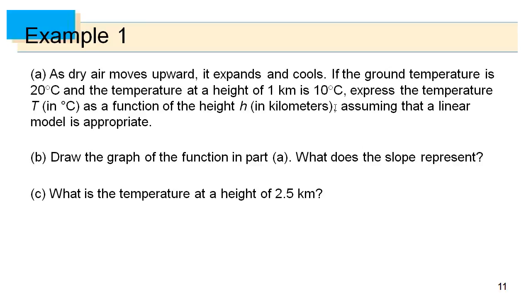Here's a simple example. As dry air moves upward, it expands and cools. If the ground temperature is 20 degrees Celsius and the temperature at a height of 1 kilometer is 10 degrees Celsius, we can express the temperature, capital T, in degrees Celsius as a function of height h in kilometers, assuming, of course, that this is a linear relationship. We only have 2 points, so for all we know, those 2 points could be on any kind of function. We're just going to assume that it's a linear function.